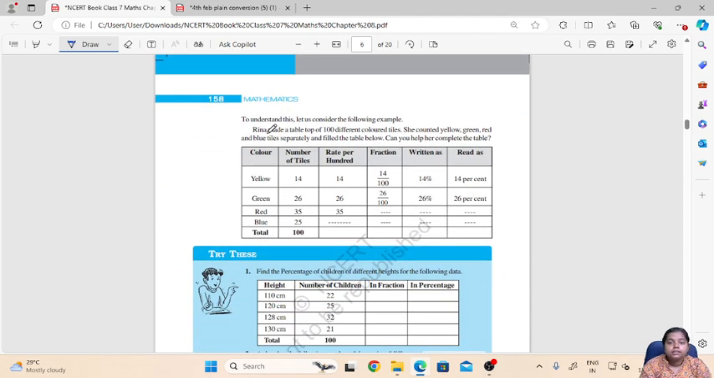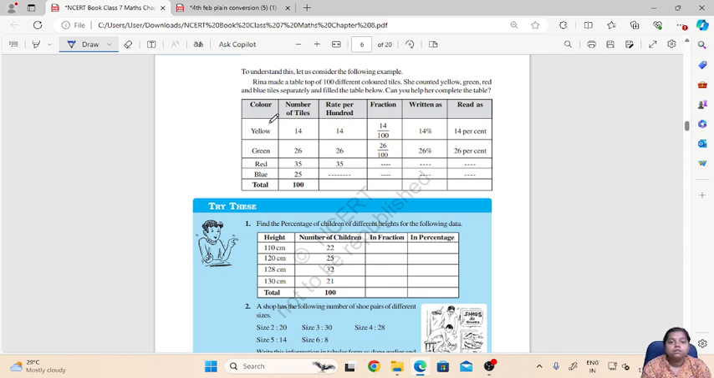Now let's see. Here they have given one table. Rina made a table of 100 different colored tiles. She counted the yellow, green, red and blue tiles separately and filled in the data below. So we have to help her. Here the color is given, the number of tiles, rate per 100, the fraction we have to write, and then written as and read as. We have to write like this and read like this.